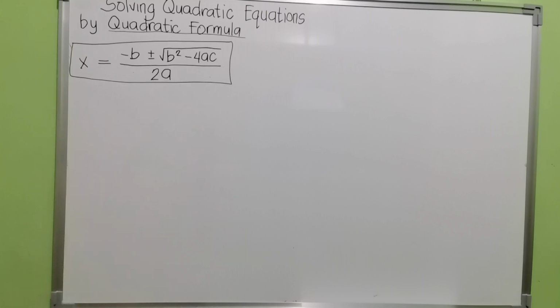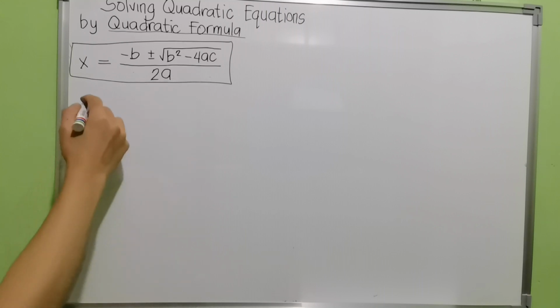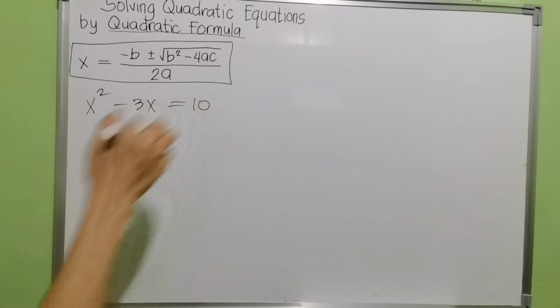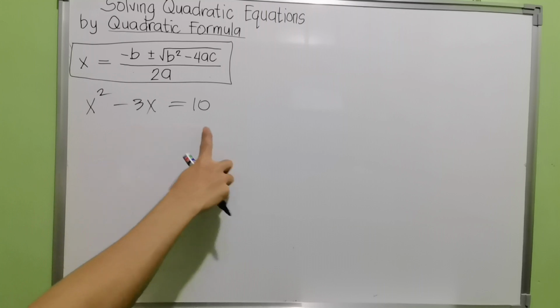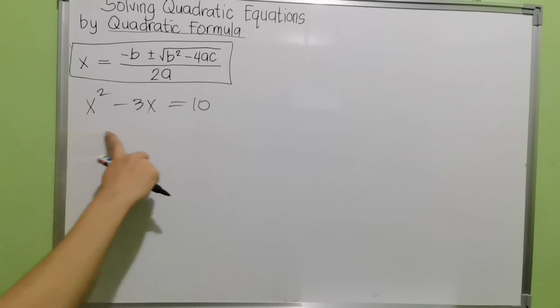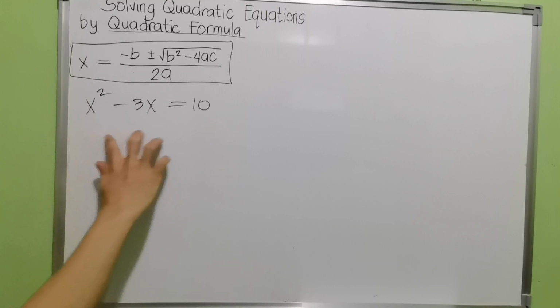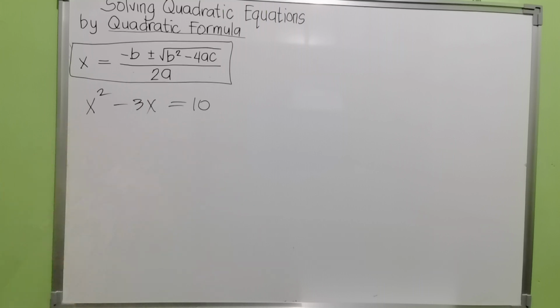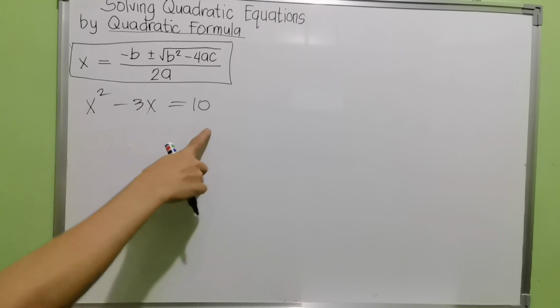Okay? So for example, if we have x squared minus 3x equals 10. This is an example of a quadratic equation, but it is not in the standard form already. So the first step we're going to do is to change this equation into standard form.